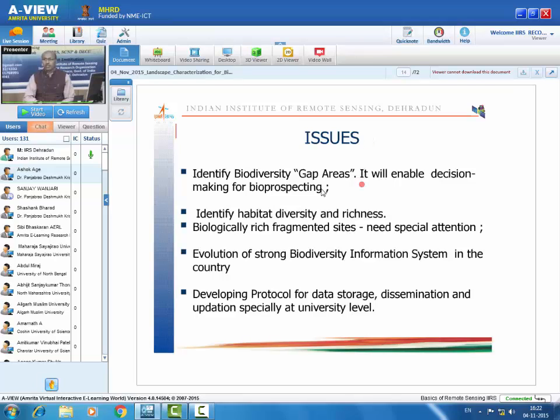So what are the issues in our country? First thing is the biodiversity which is being conserved. Let us say we have around 100 plus national parks and around 500 plus wildlife sanctuaries at present in our country. But still there are a lot of areas where some representative ecosystems have not been conserved. I can give you a very simple example.